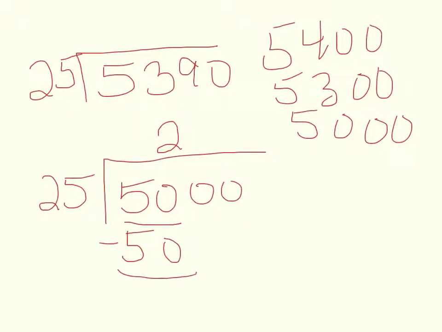Then we subtract, and then we bring down the rest of our zeros. Now we can't leave these places empty, so we have to add 2 more zeros. So 25 goes into 5,000 200 times. Alright? So let's try another problem.